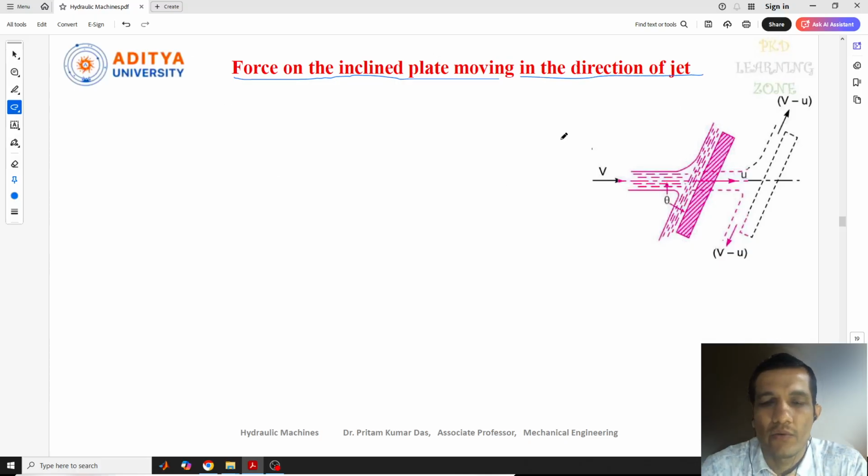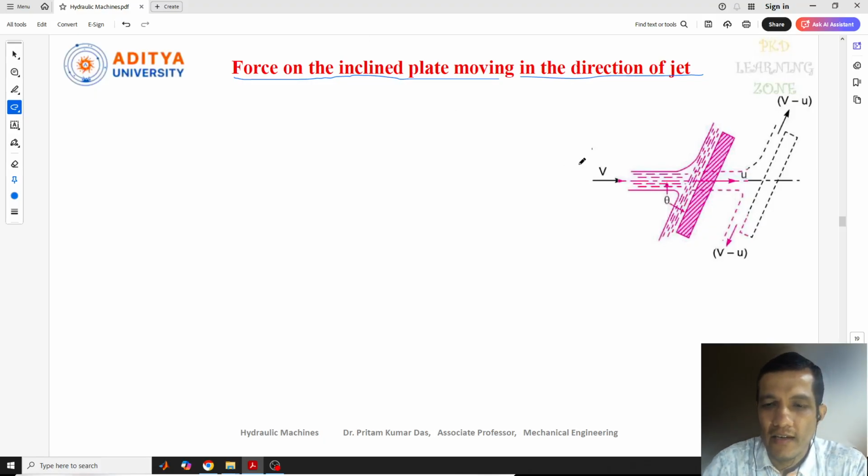Okay, so up to now we have discussed the stationary plate, and in the last lecture we discussed the moving plate when the plate condition is vertical. Now the plate condition is inclined.